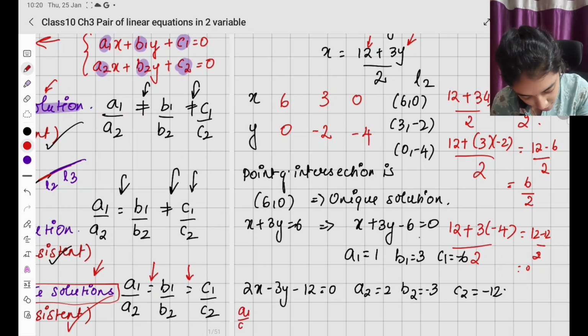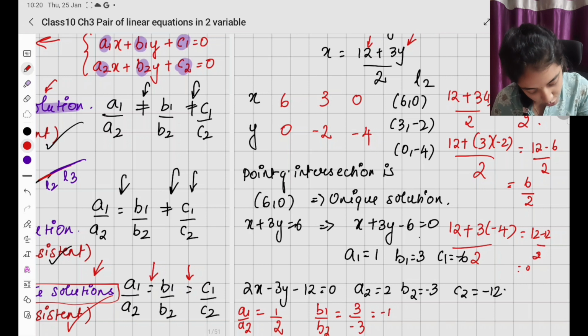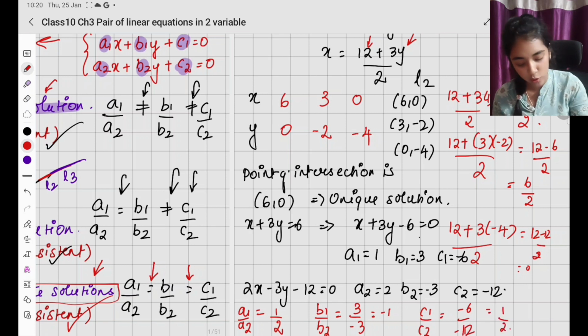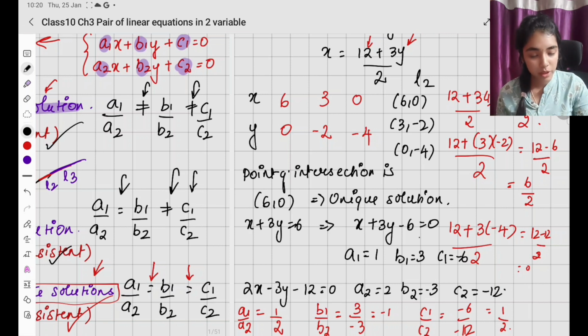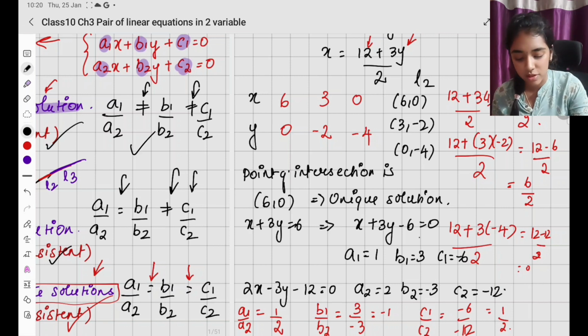Now let's see what ratios we get. A1 / A2 = 1/2. B1 / B2 = -3/-3, which is going to be -1. Then C1 / C2 = -6/-12, which is going to be 1/2. What do we see here? We see that A1 / A2 is not equal to B1 / B2, but equal to C1 / C2, that doesn't matter. So you have A1 / A2 not equal to B1 / B2. So if the first two coefficients are not equal, you can say that they are not parallel lines.